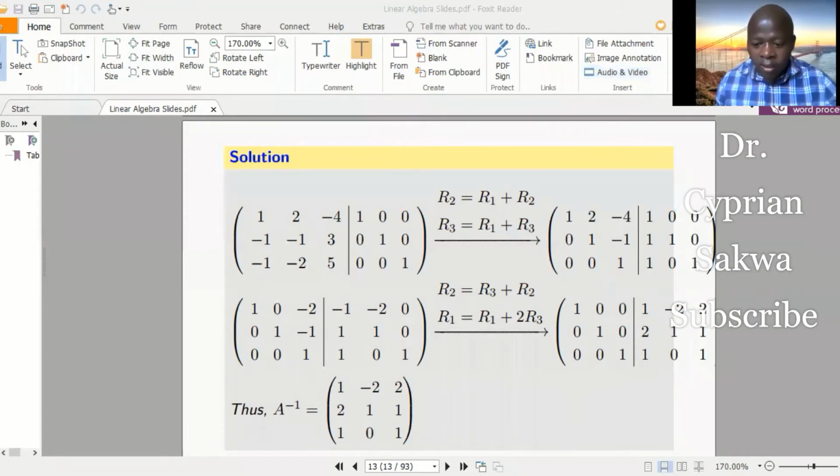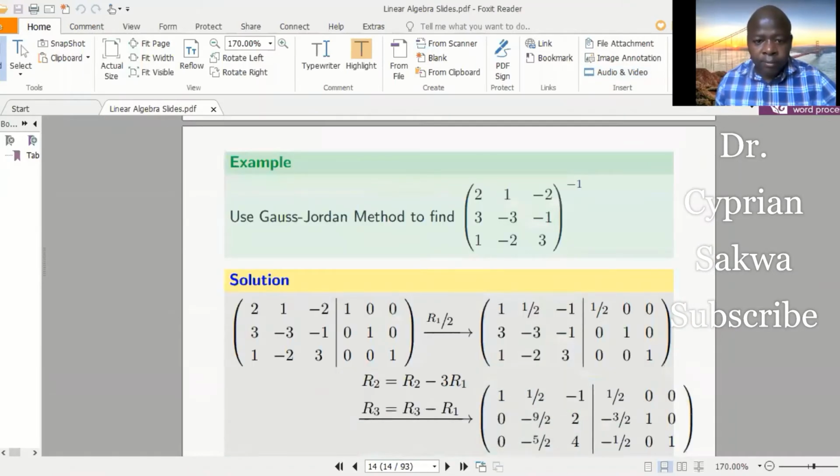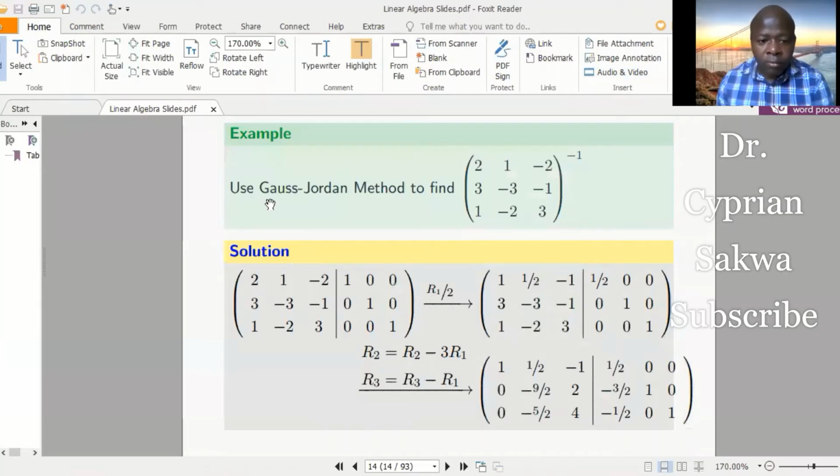So let's look at another example, just one, to make it clear. And this is the example. Use Gauss Jordan method to find this inverse. So again, we're just doing the same thing we've been doing. We have this matrix, and then beside it, we write the identity matrix. Do elementary operations on the entire matrix. When this becomes identity, whatever will be here will be the inverse.